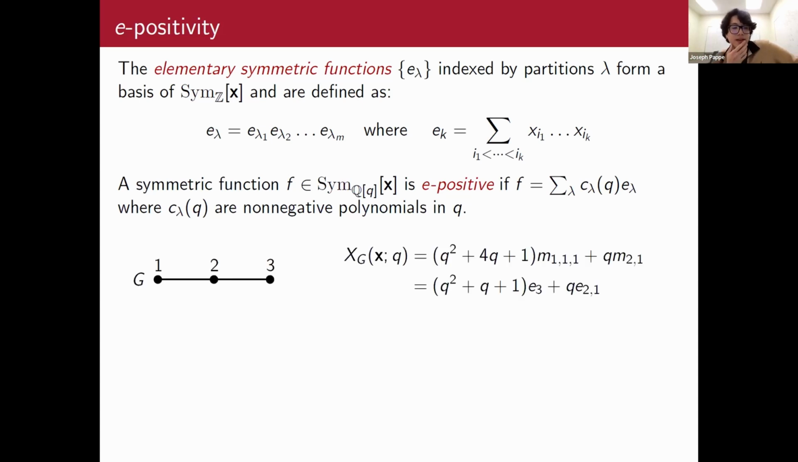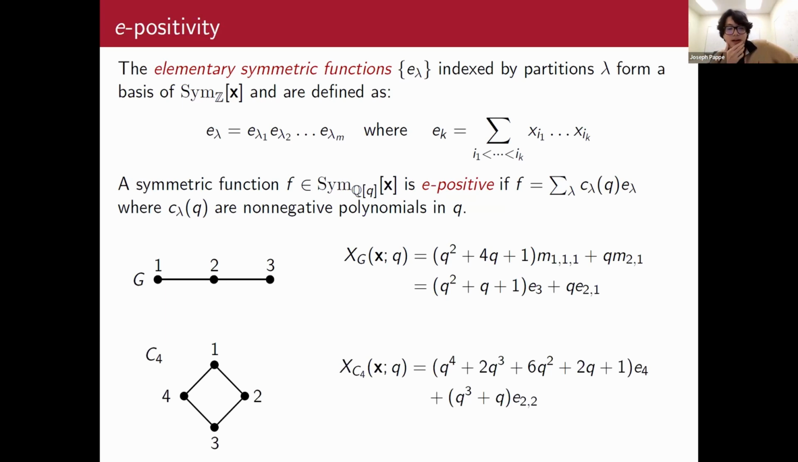For instance, for this path graph with labels 1, 2, and 3, if we express it in the elementary basis, we get the following: q squared plus q plus 1 times e3, plus q times e2,1. We see that both of these coefficients are non-negative polynomials in q. So this would be an example of something that's E-positive. Or for instance, a cycle graph, when we express it in the elementary basis, is also E-positive.